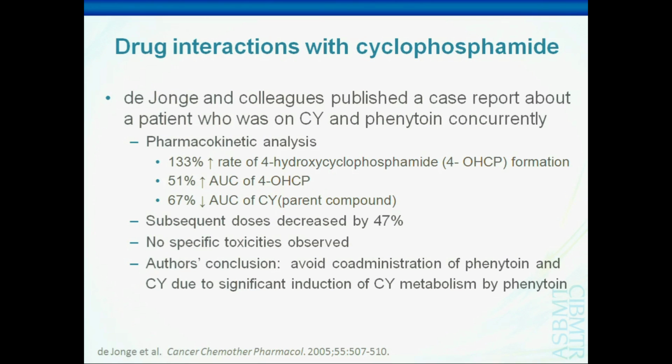So basically, as many of you know, IV cyclophosphamide undergoes autoinduction to this active metabolite on its own without any drug help. But when you add phenytoin to this, it essentially speeds up this process. And that's why you see this increased rate of formation, increase in the AUC of the active metabolite. In this patient, subsequent doses were decreased by about half. No specific toxicities, thankfully, were observed. However, the authors concluded that you should avoid co-administration of phenytoin and cyclophosphamide due to this significant induction of cyclophosphamide metabolism.